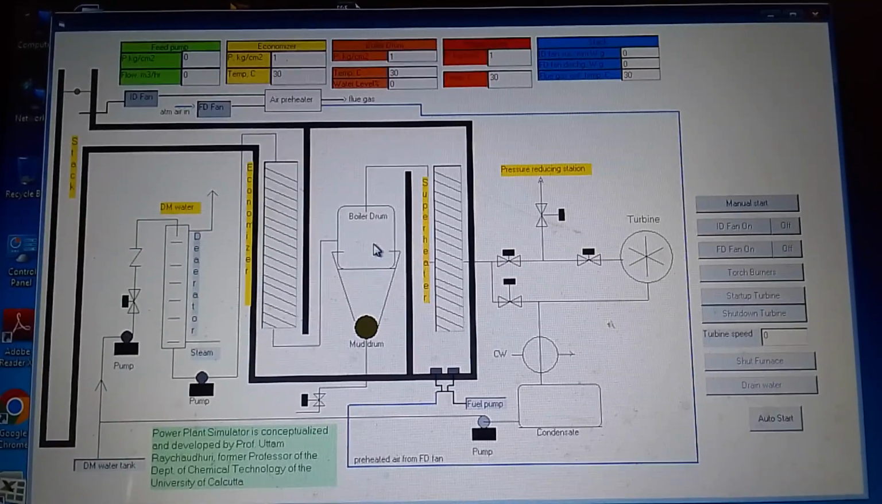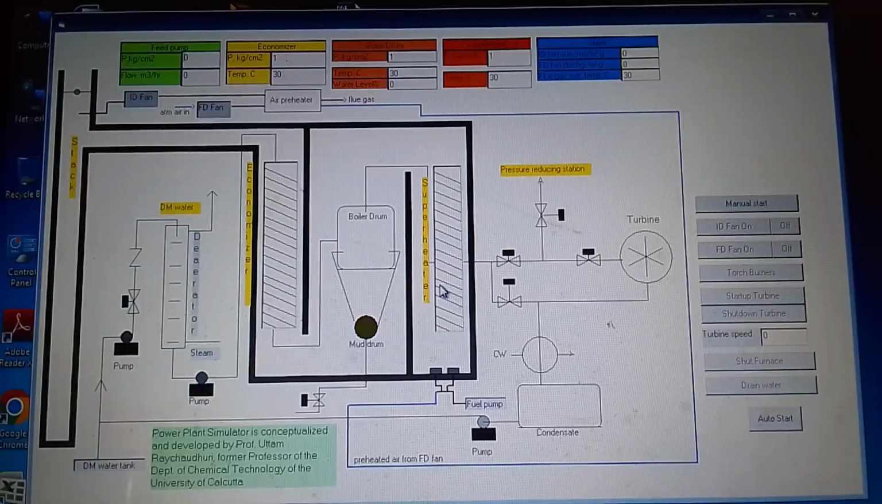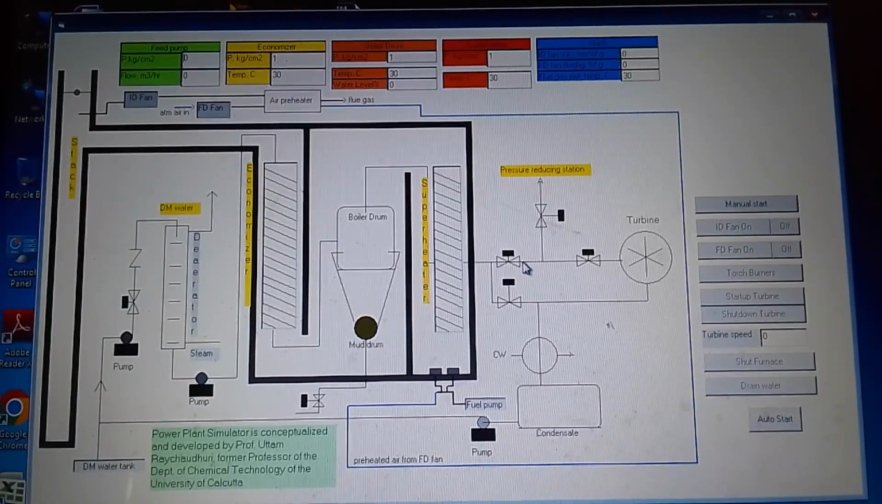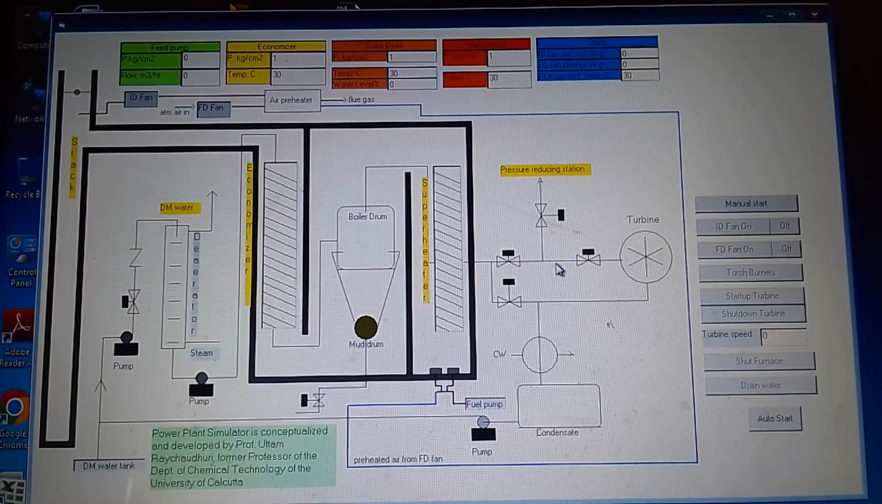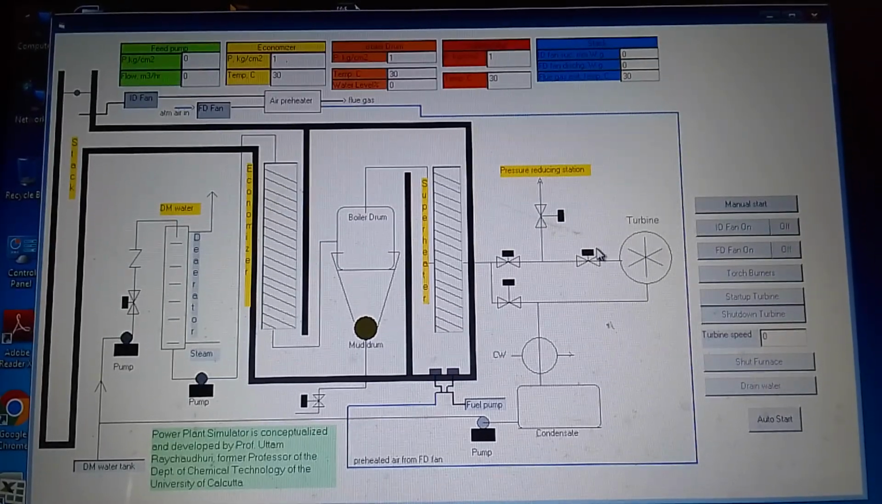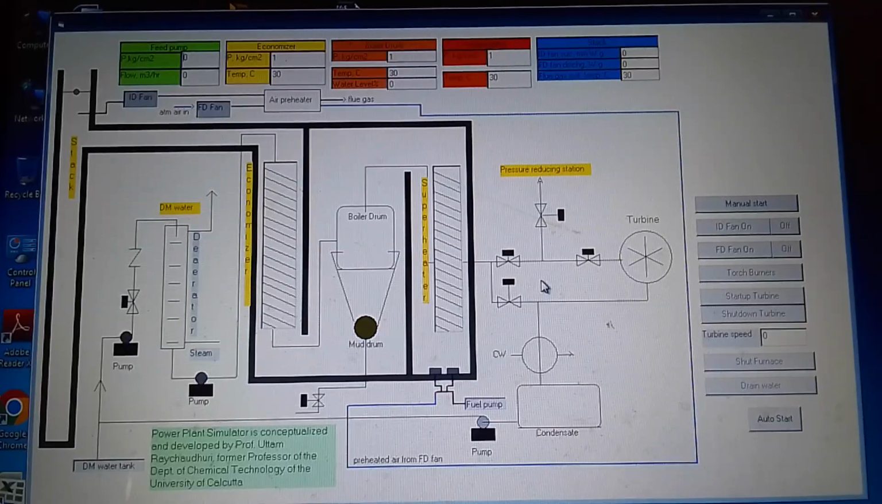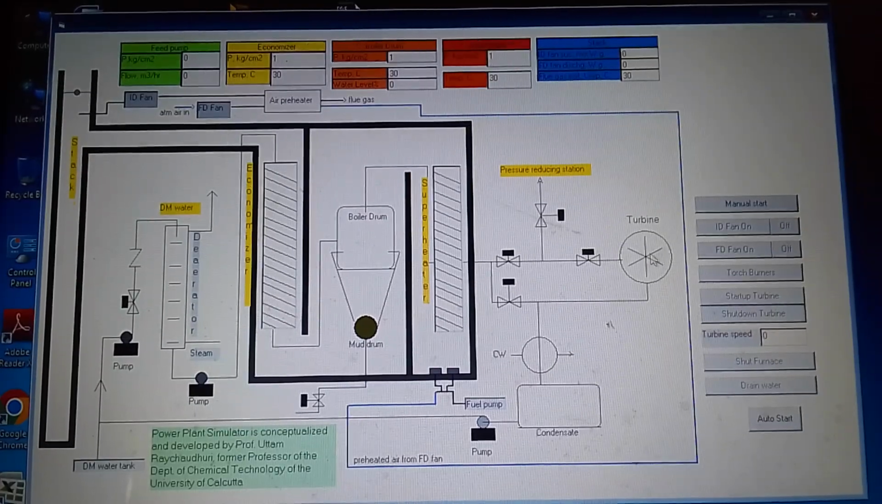This is a boiler section with a mud drum for blowdown of heavy water, followed by the superheater, and then the exhausted steam goes either to the pressure reducing station to the atmosphere or to the turbine as the steam quality improves, at a pressure of 60 to 65 kg per centimeter square and temperature of about 400 degrees centigrade. Now we'll start with manual start.